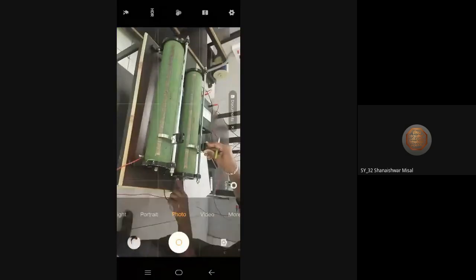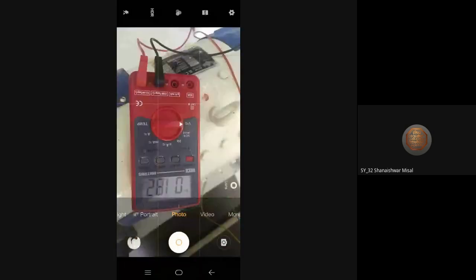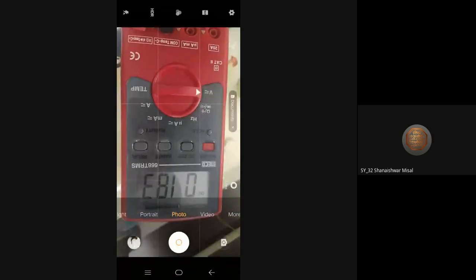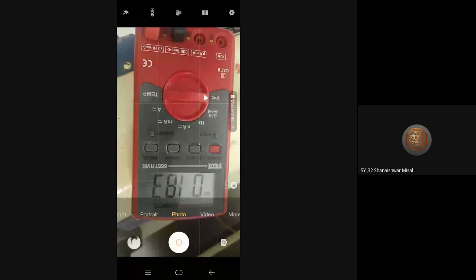Now I will change the value of the resistance. You can see my voltage is reduced to 183. And again we will measure the speed. This is one cycle. So my voltage was 183 and speed was around 1350.